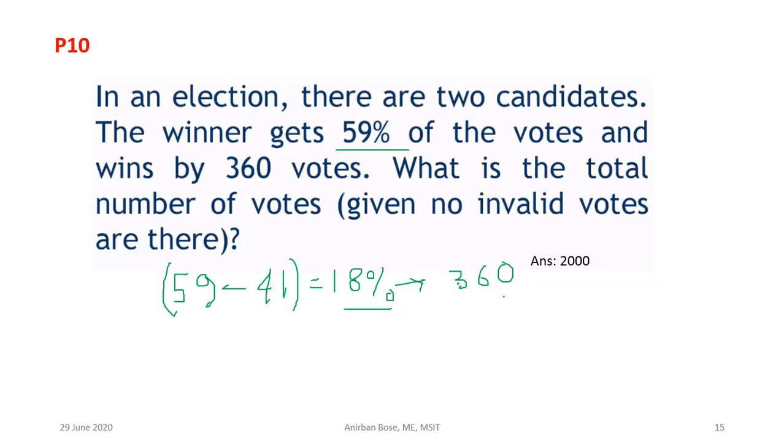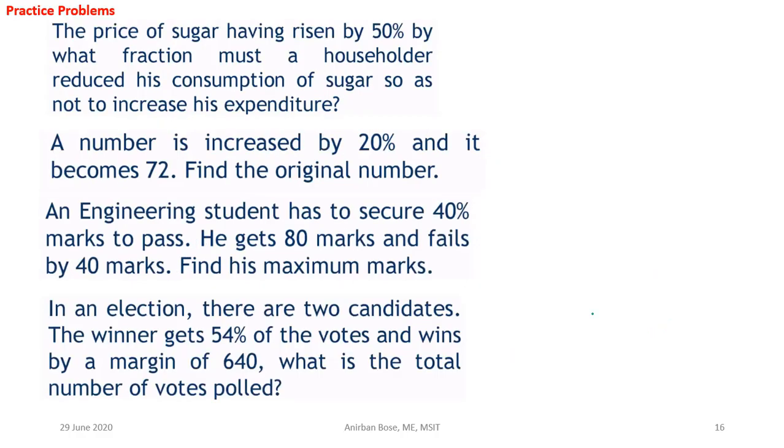So 18% corresponds to 360. So what is the total number of voters? So 100% corresponds to what? Simple unitary method: 360 divided by 18 into 100. If you do the calculation, what are you getting? 20 into 100. 20 into 100 is what? 2000. So the answer is 2000. Now this is the kind of problem that you should practice at home.